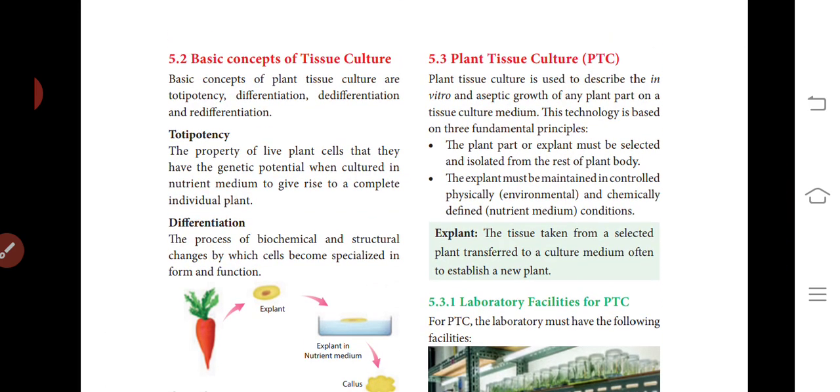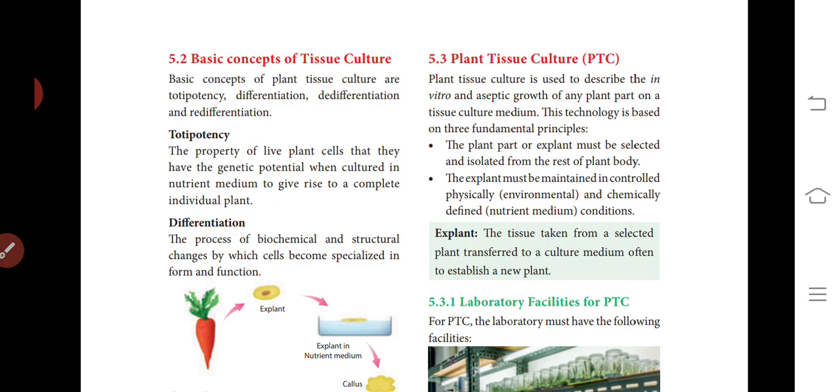So in plant tissue culture you have to follow some conditions, because otherwise microorganisms can be introduced in this type of technology. The plant part or explant, that is what we are taking. First you isolate this part, and the remaining rest of the plant body will be preserved.